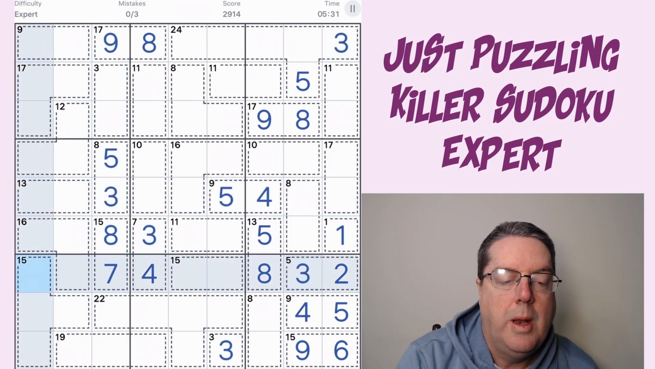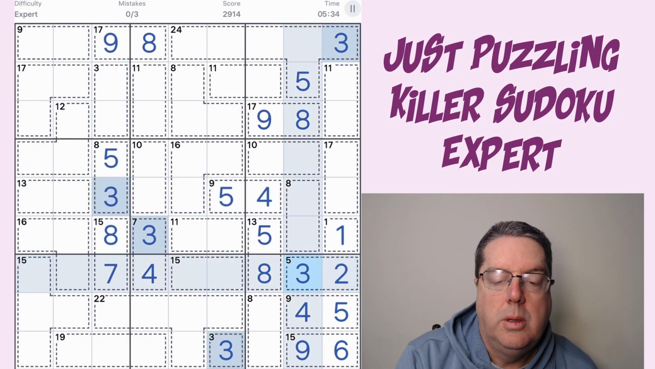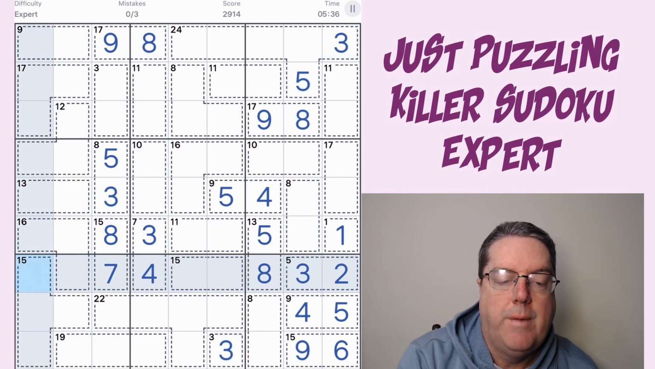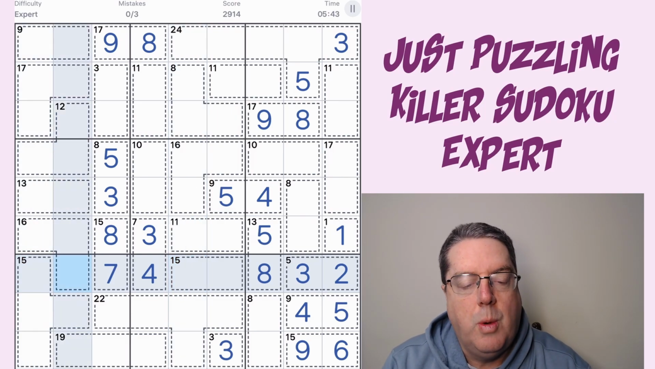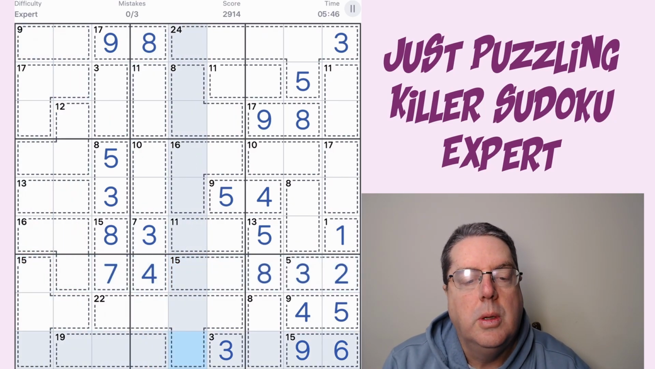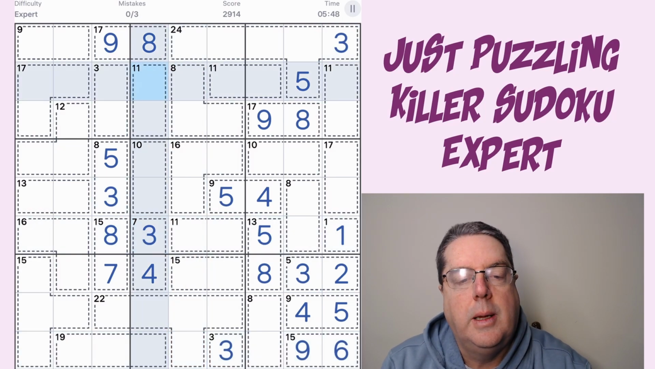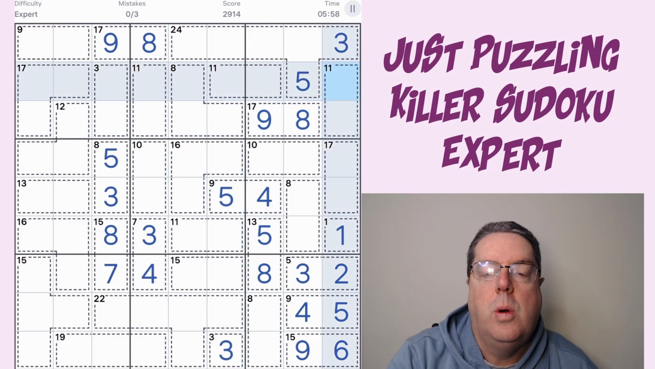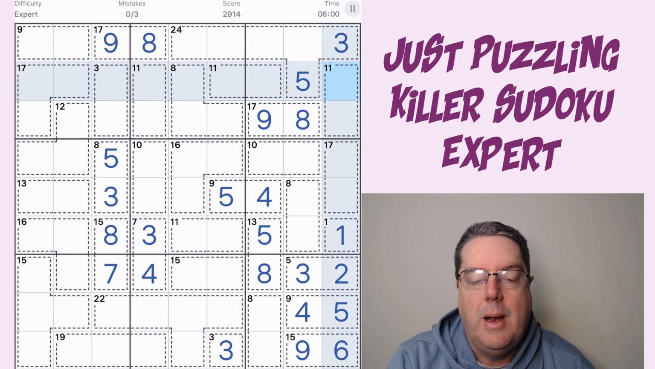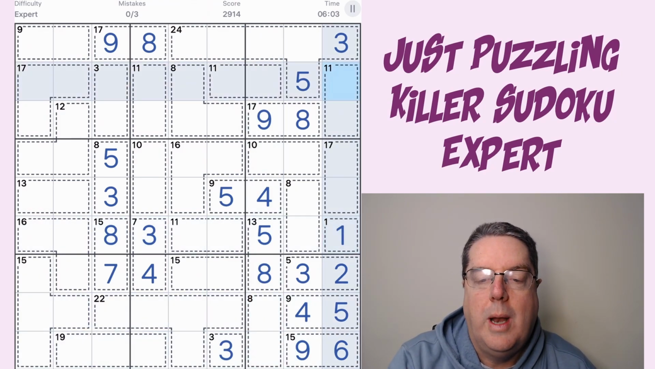So 1 is one of these two. 2, 3, 4, 5. So 1 and 5 is one of these two. 9 and 6 is here. If that's 1 and 5, 5 is going to be one of these two. This can be a 9 and 2. So 9 could be here or here. 2. This is 7 and 4. I need to find a 1. 1 can't be there. 1 can't be in this column because of that. So that's a 1.